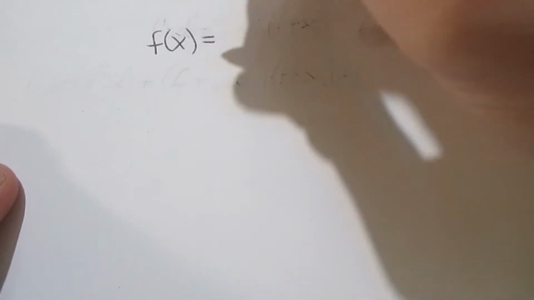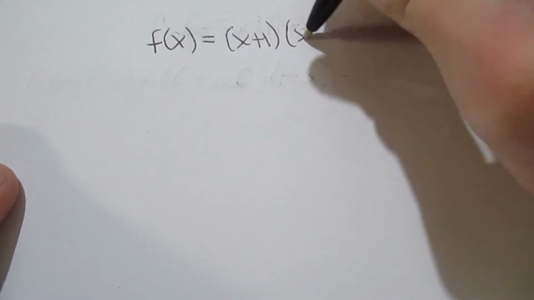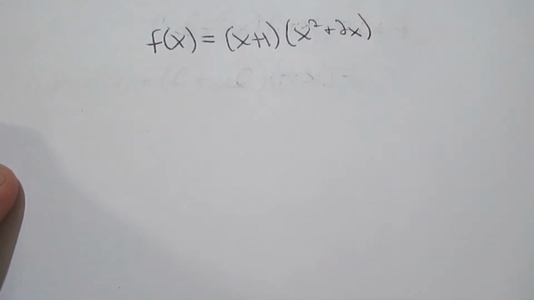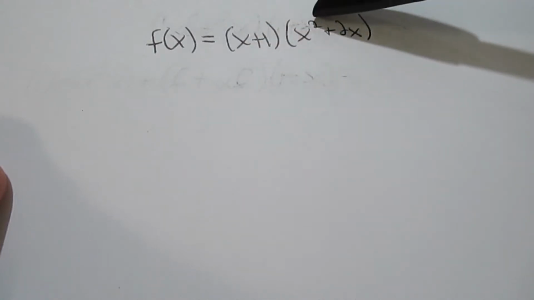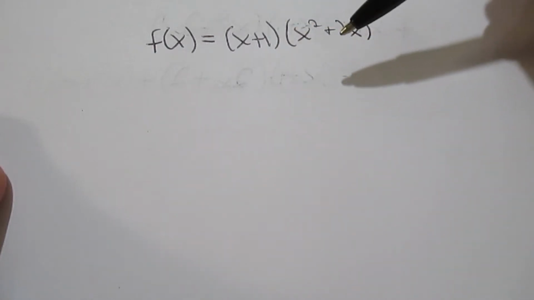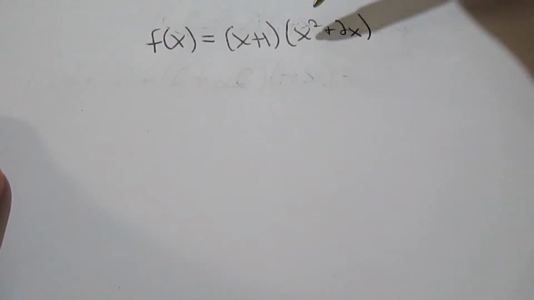And now for the next problem, we're going to do something that involves the product rule. So let me write the problem here. We're going to be finding the derivative of this function. F of x equals the quantity x plus 1 times the quantity x squared plus 2x. We're using the product rule, and if you remember, the product rule is first d second plus second d first. So what that means is you're taking the first quantity times the derivative of the second quantity, plus the second quantity times the derivative of the first quantity.